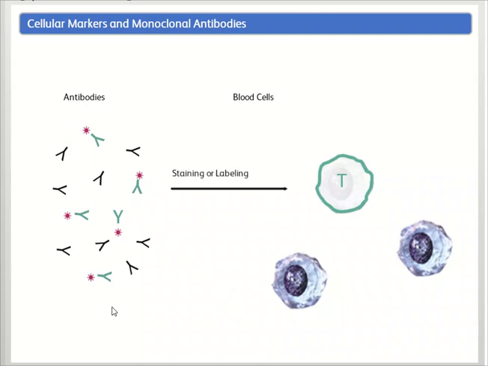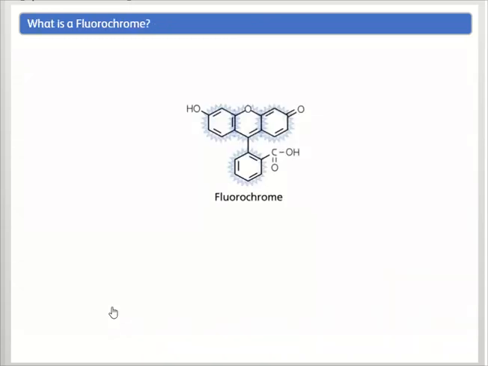Adding conjugated antibodies to a mixture of cells or particles is referred to as staining or labeling. A flow cytometer can detect blood cells based on the presence of monoclonal antibodies with bound fluorochromes. A fluorochrome is a functional molecule that fluoresces or emits light.